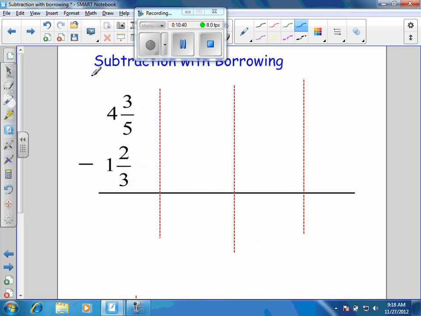So there's two problems here. What's the first thing that you notice? Yeah, Kanan? Before you decide if you have to borrow, you have to get a common denominator. So Quinn, what's the common denominator going to be here using 3 and 5?